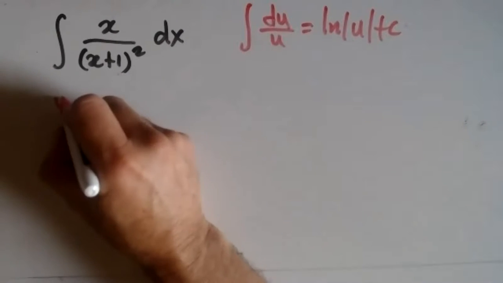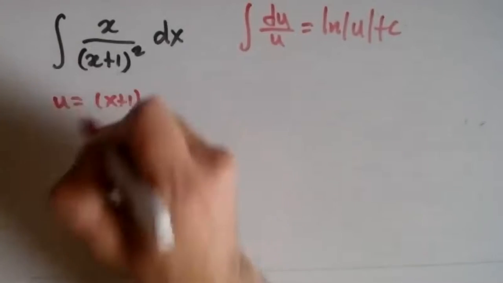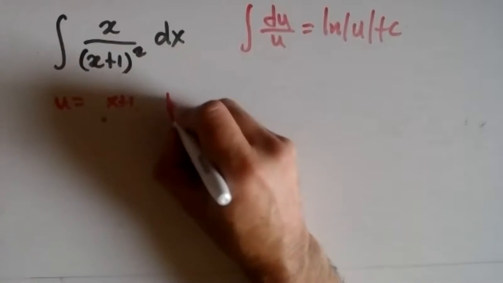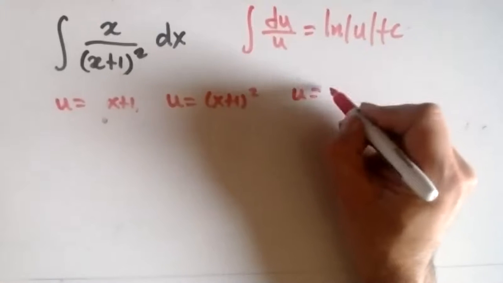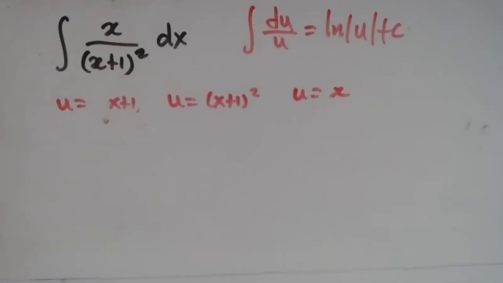What do you think? u equals x plus 1, u equals (x plus 1) squared, or u equals x. Which one is your choice? You have three choices, you see? Is it (x plus 1) squared? Okay, it's one of the three.